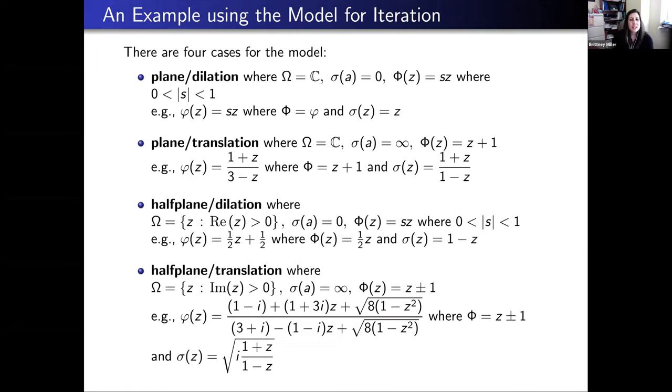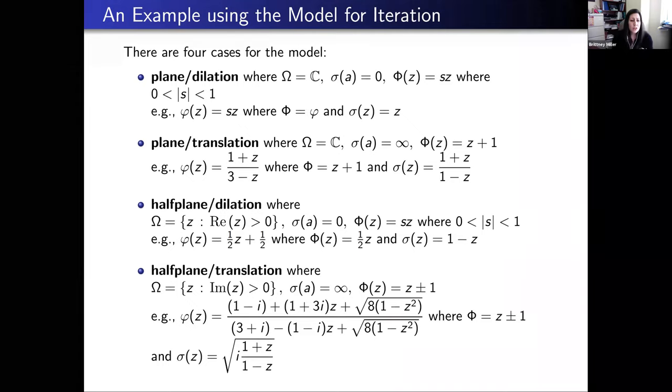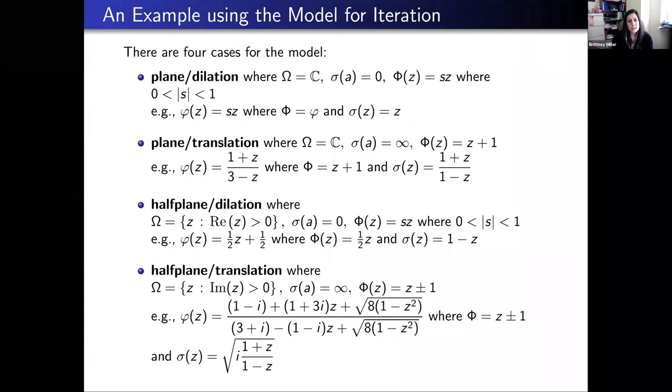So the reason for this model that Cowen and MacCluer give is because a lot of the other results that we get for properties of composition operators are really built from this model and have to deal with the Denjoy-Wolff point. And so we have this nice framework to refer back to when we're working with the Denjoy-Wolff points.